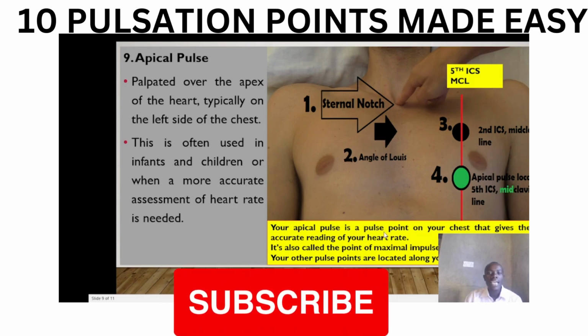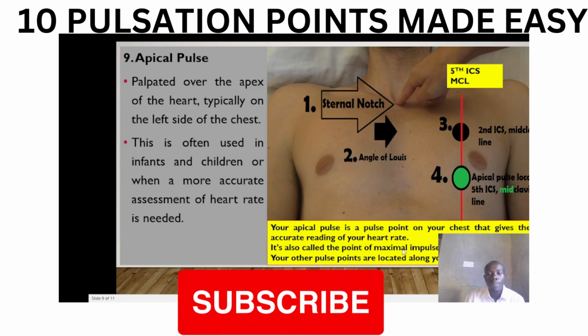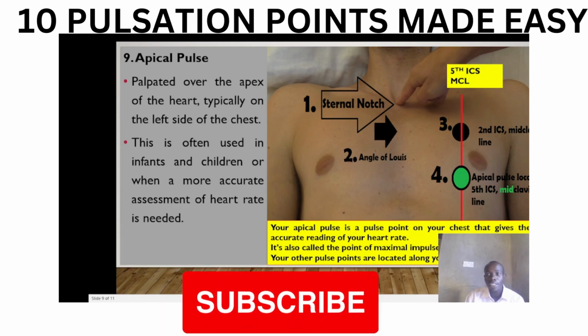So this is a pulse point on your chest that gives the most accurate reading of your heart rate. It's also called the point of maximal impulse. Okay, so the other pulses are located along other arteries. But this one is located almost on top of the heart. Yeah, fifth intercostal space, mid-clavicular.